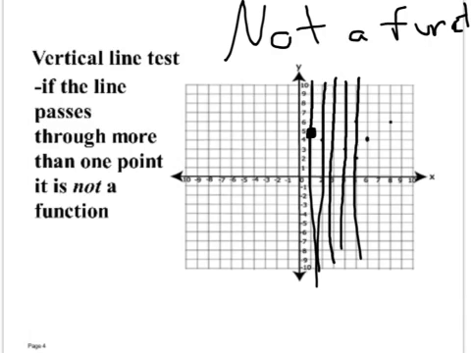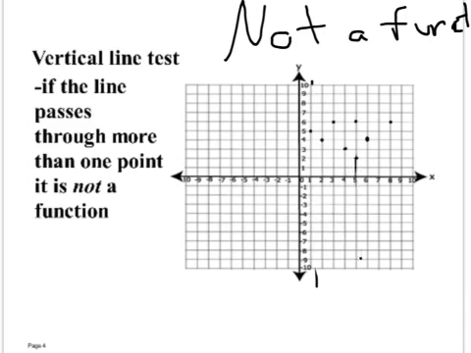Because there were two dots on one of the vertical lines, it means it's not a function. Okay, so let me erase all this. Let's talk about it. What are the coordinates of this dot right here?